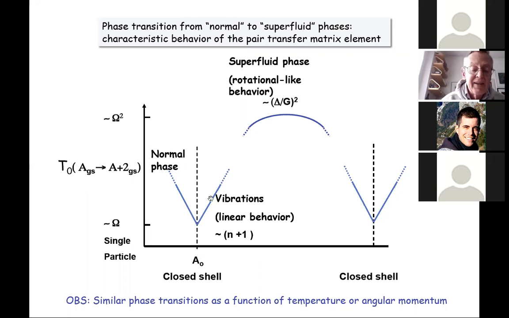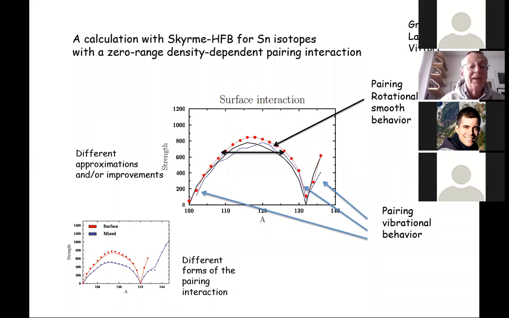Normally nuclei are in a normal phase from the point of view of the pairing degrees of freedom. Now, when you are in the middle of the shell, you can somehow go into a new phase, which is the superfluid phase. And in that case, you get a strong enhancement of the pairing matrix element.